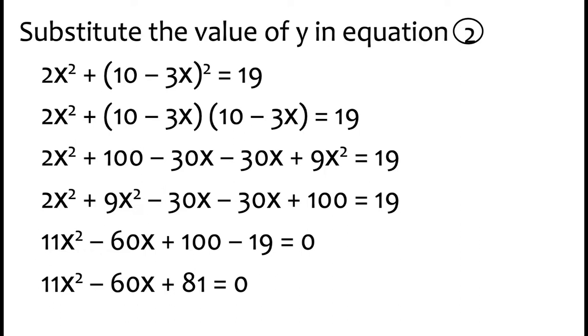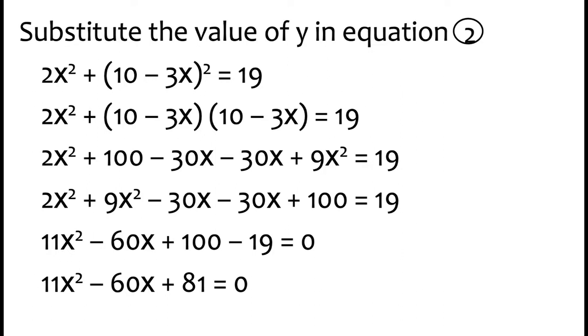So the equation now becomes 11x squared minus 60x plus 100. When plus 19 crosses to the left, it becomes negative 19. That is why I have 11x squared minus 60x plus 100 minus 19. And on the right-hand side, you'll be left with nothing, which is replaced by 0.